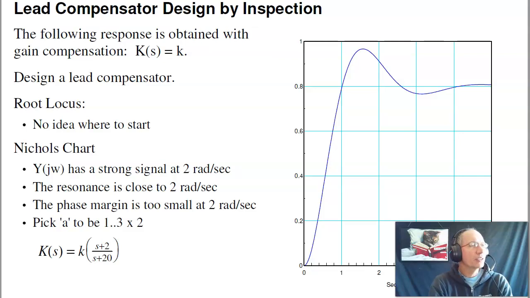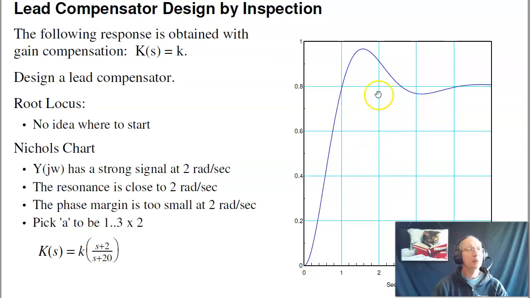I can also design a lead compensator by inspection, and this is where the frequency domain is really nice. Suppose I had this step response. I closed the feedback loop, I adjusted K until I got 20% overshoot, and that's what I got. Now design the lead compensator. From a root locus standpoint, I don't really know what to do. From a frequency domain standpoint, it's actually kind of obvious.